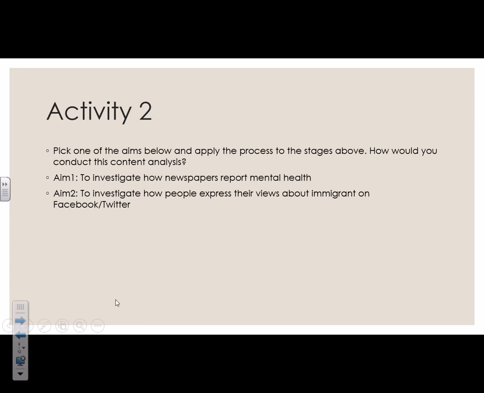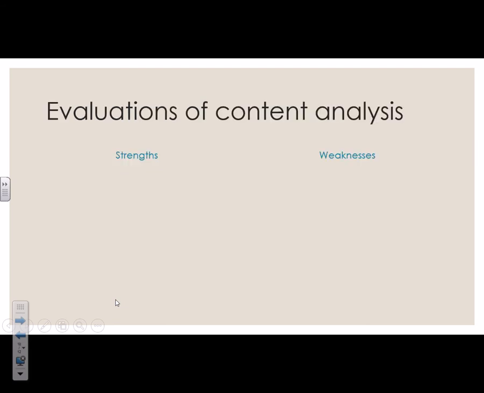So, same thing again, activity 2, pick one of the aims below, and this time conduct some thematic content analysis on either how newspapers report on mental health or how people express their views about immigration, or about immigrants, on Facebook and Twitter. Now, you don't have to conduct these at all, you just need to tell me the step-by-step process. Okay, and have a think about some of the coding categories or the themes that you might expect to emerge. And then as always you need evaluations of the content analysis.